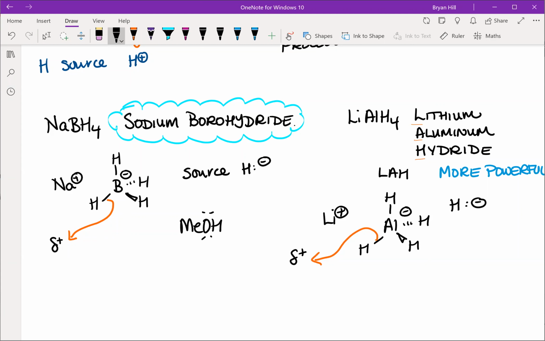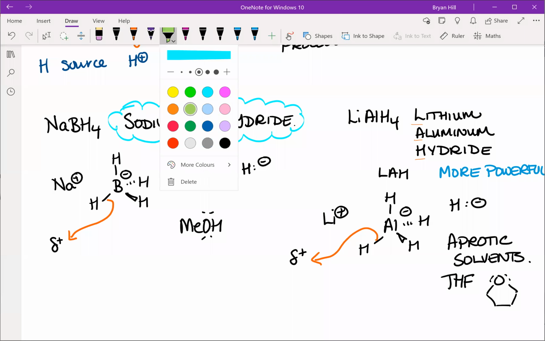So for this one, you'd have to use aprotic solvents, so things like THF is our most popular solvent for this. Okay. So these are our two reducing agents that we'll talk about, and they both attack delta plus.